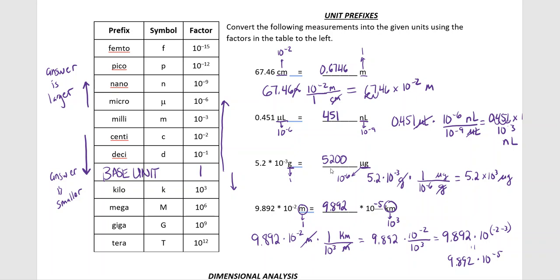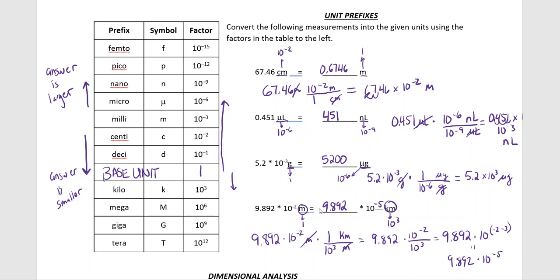All right, so that's these 4 answers, right? In the first one, we went smaller because we're going centimeters to meters. In the second one, we went bigger, microliters to nanoliters. Third one, bigger again, grams to micrograms. Last one, meters to kilometers, our numbers got smaller.